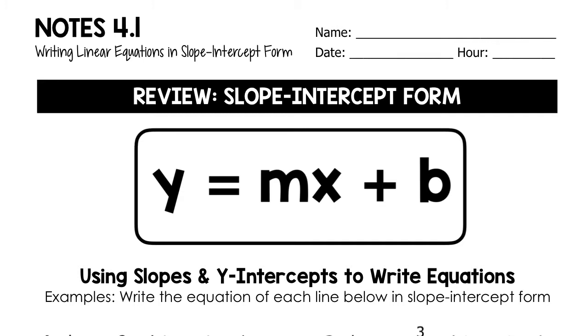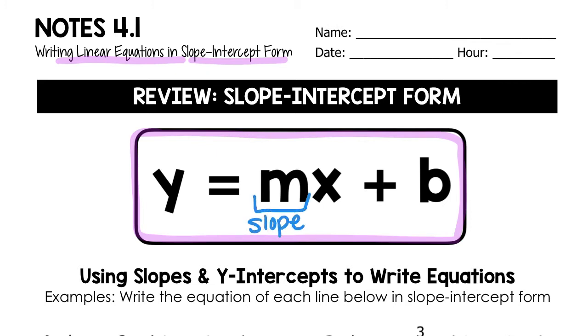All right, let's get started. So today we're going to be practicing writing linear equations in slope-intercept form, which for the most part is something we already know how to do, right? We already know that slope-intercept form is y equals mx plus b. So let's just review what these pieces are. The m stands for slope, right? And the b is our y-intercept.